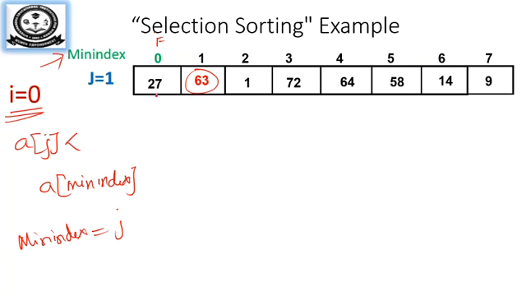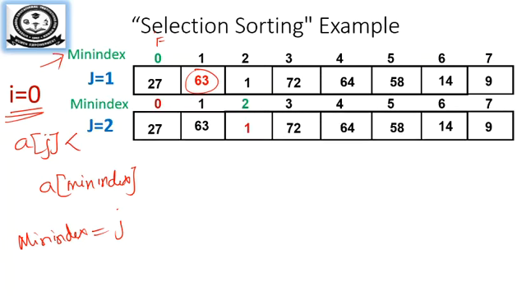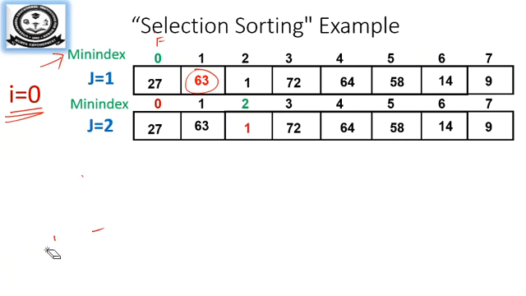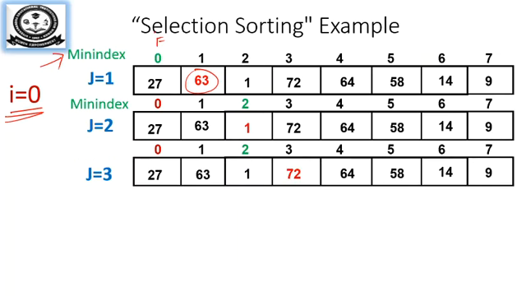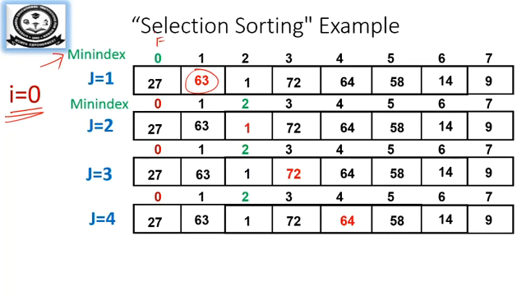So we'll check. 63 is not less than 27, so J will get incremented. It goes to 1. Now 1 is less than 27, so what happens? Your min index is getting updated, right? So we will carry on with the other elements. Next position is the third position. 72 is not less than the min index. 64 is not less than min index. So you will always compare with the min index. So now 2 is the min index.